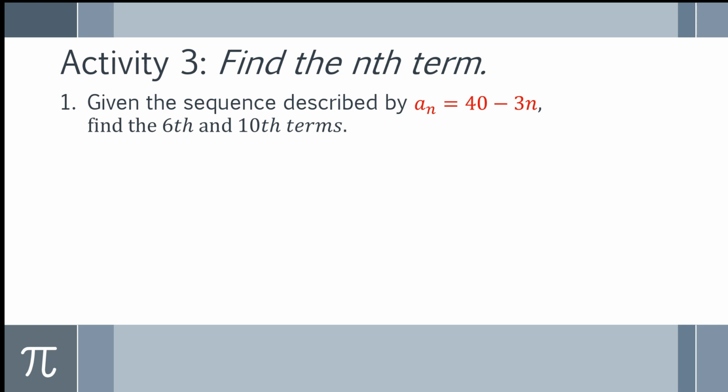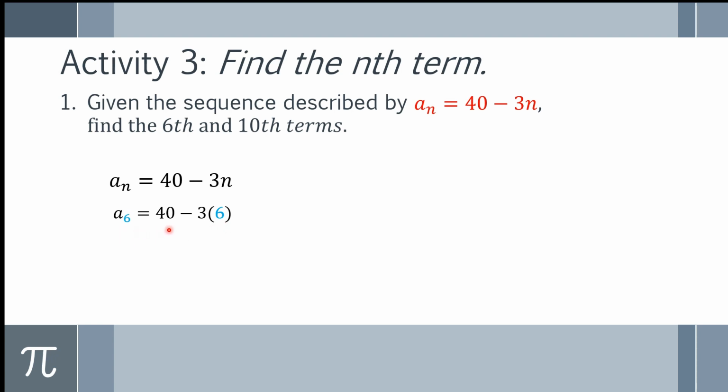Now for our activity number 3, find the nth term. So for this one, let's have number 1. Given the sequence described by a sub n equals 40 minus 3n, find the 6th and the 10th terms. So this is very specific. So we need to find the 6th and the 10th terms. So we need to find 2 terms. So let's try first the 6th term. So given the formula, we need to change the value of our n by 6, since we are finding the value of the 6th term.